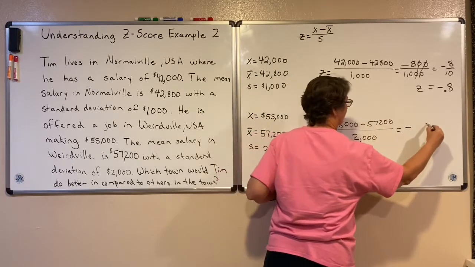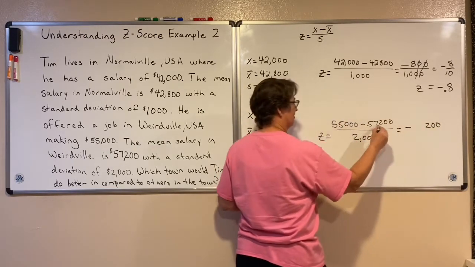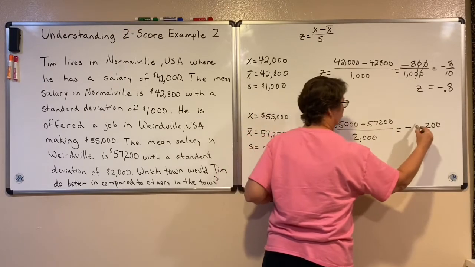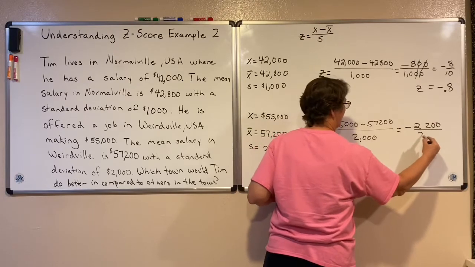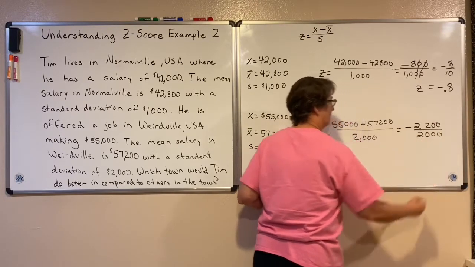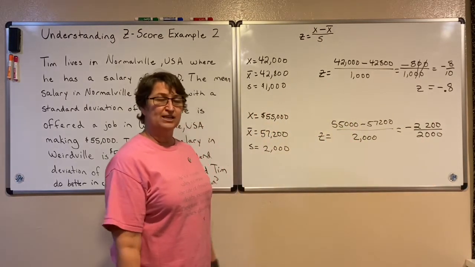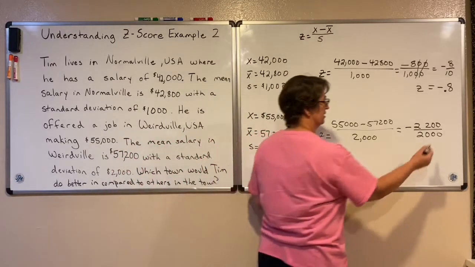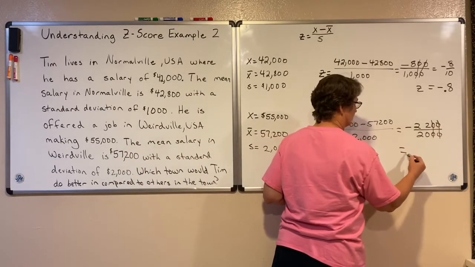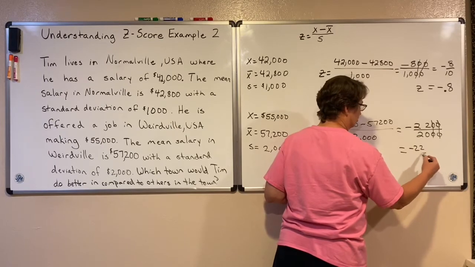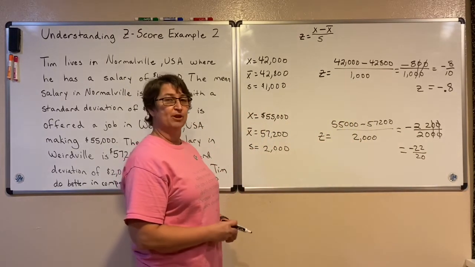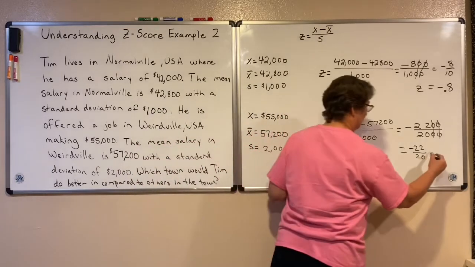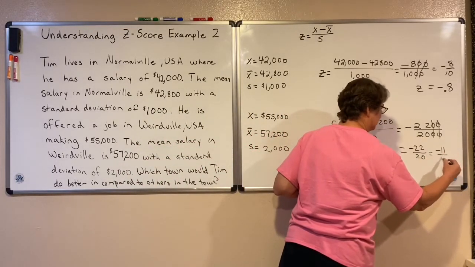200 there on the end. 57 minus 55 is 2. So I end up with 2,200 on top divided by 2,000 on bottom. We can divide the top and the bottom by 100 to simplify that fraction, and we end up with negative 22 over 20. I'm going to divide the top and the bottom by 2, so I end up with negative 11/10.